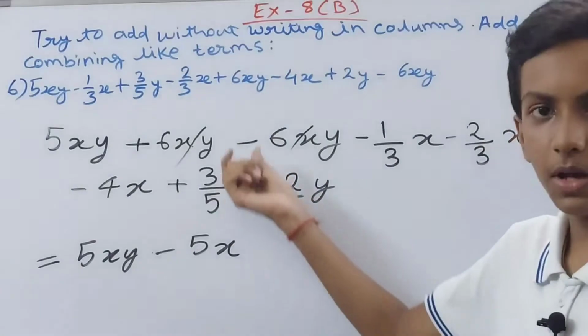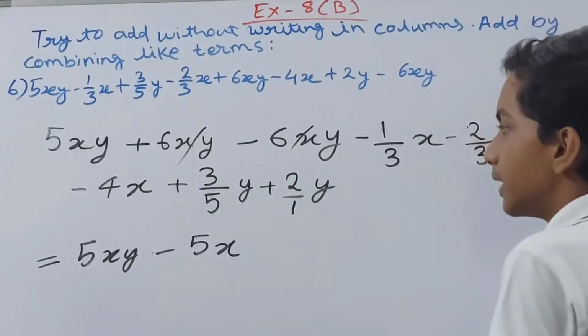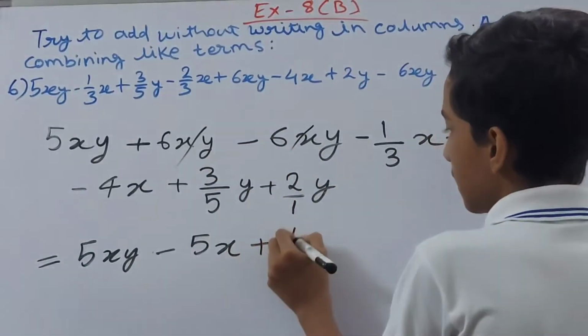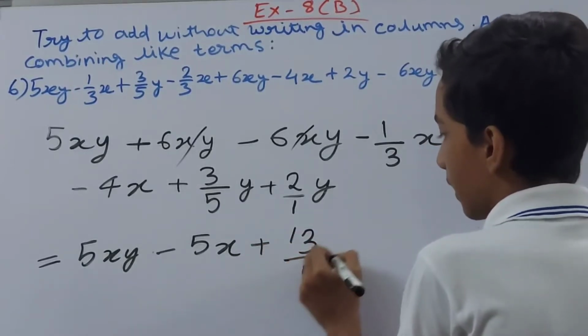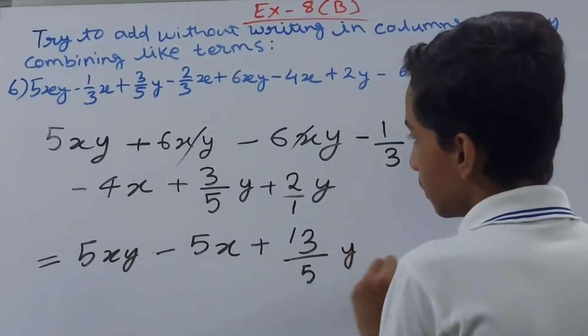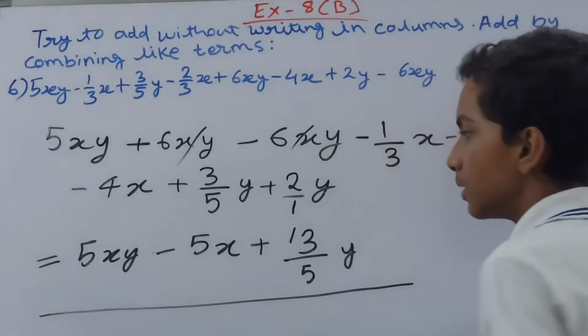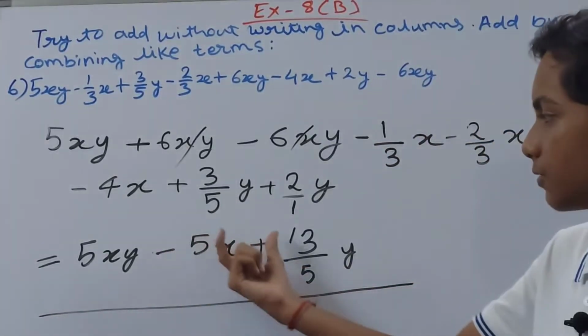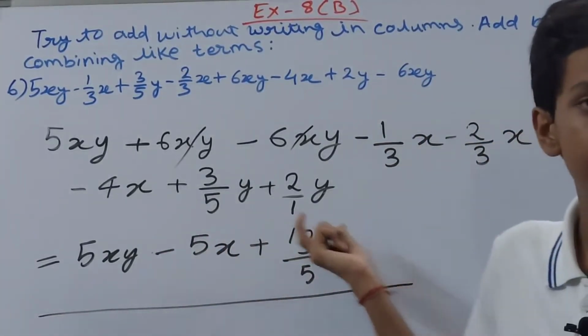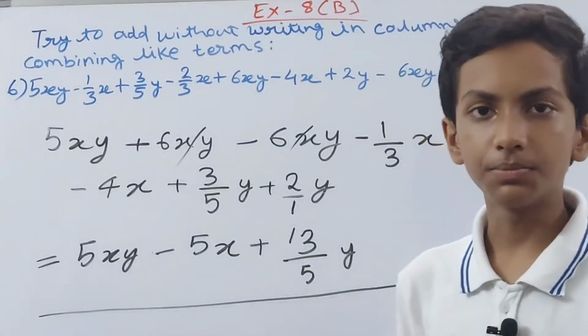So 3 upon 5 plus 2 upon 5, that will be plus 13 upon 5y also, alright. So this becomes our final answer. This is 5xy minus 5x plus 13 upon 5y. Let's move on to the next question.